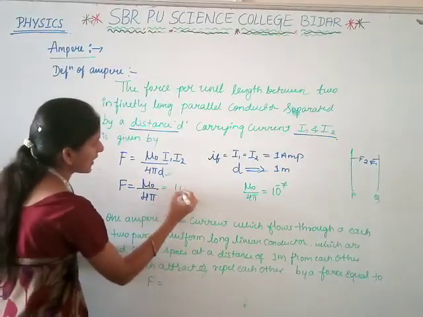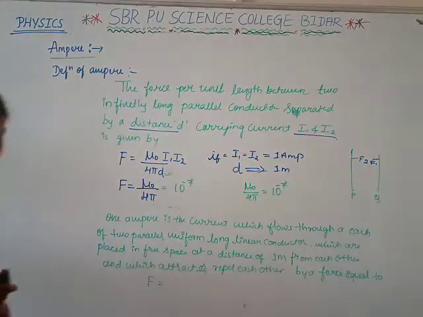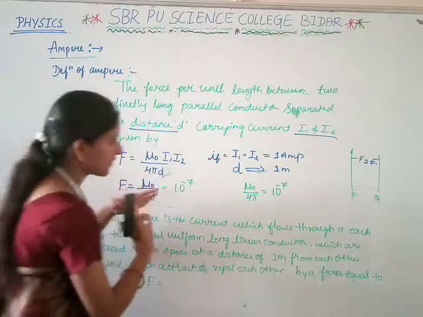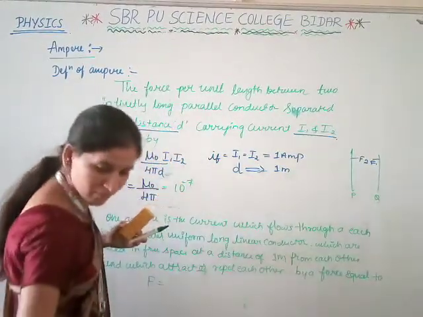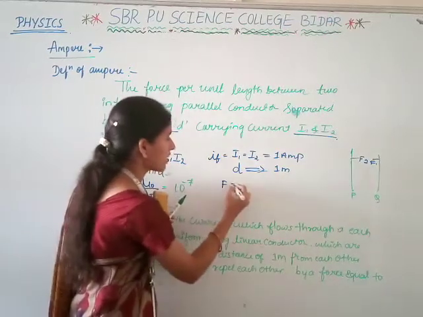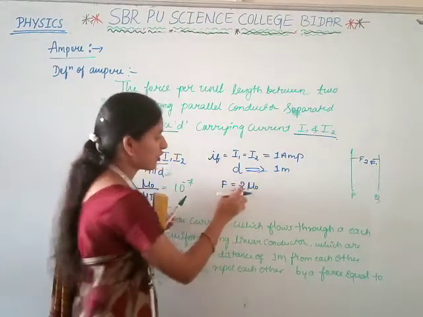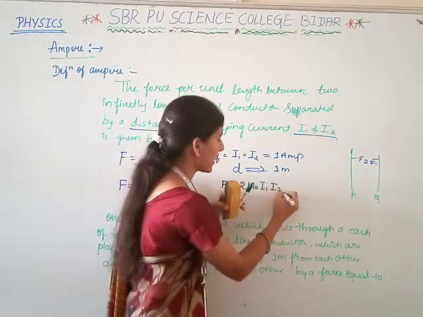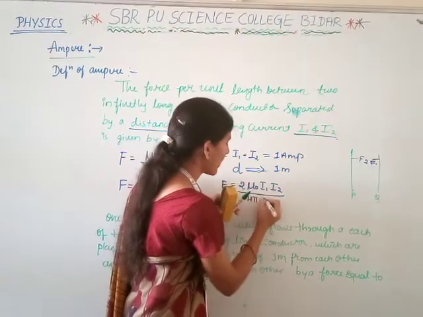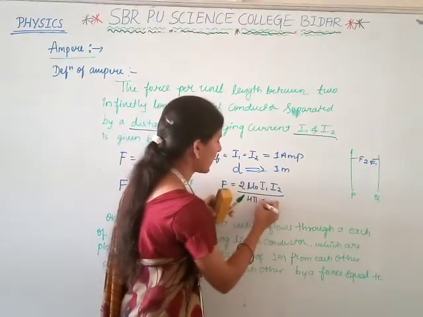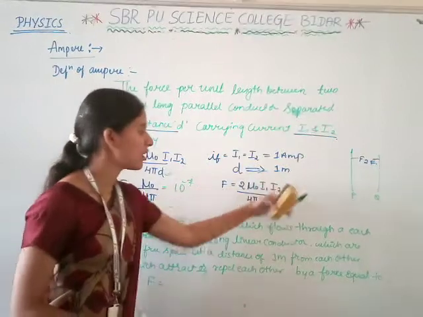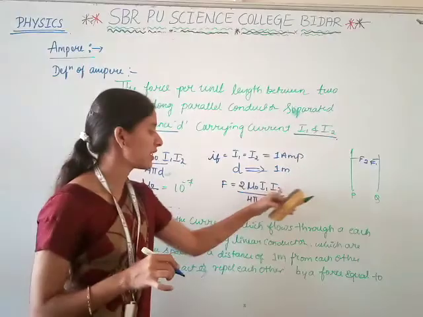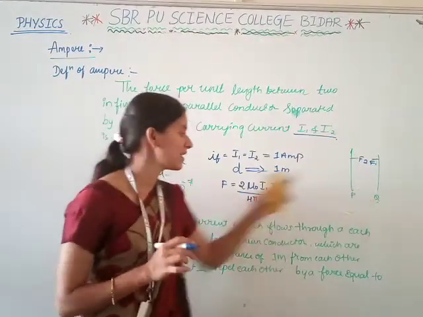Is equal to 10 to the power of minus 7. Okay. Now we have the formula, that is F is equal to 2 into mu naught I1 into I2 divided by 4 pi into d. In this formula only we are taking a value of I1 and I2 as 1 ampere and the distance between two parallel conductors is 1 meter.